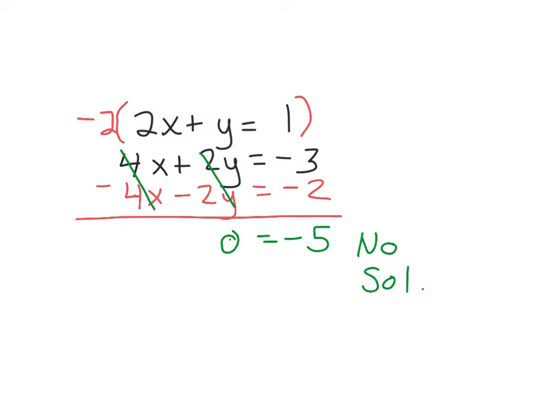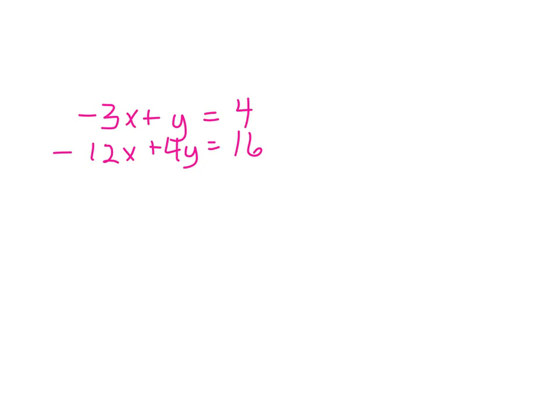Okay, if you recognize it right away, that the first thing you look at, that 2x plus y and the 4x plus 2y, that one is twice the other, it's going to be a no solution as long as these numbers are different. Okay, so no solutions, they show up sometimes.